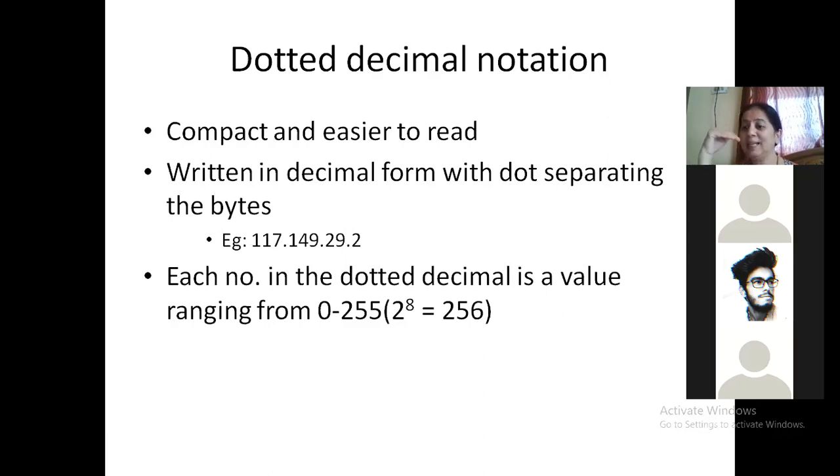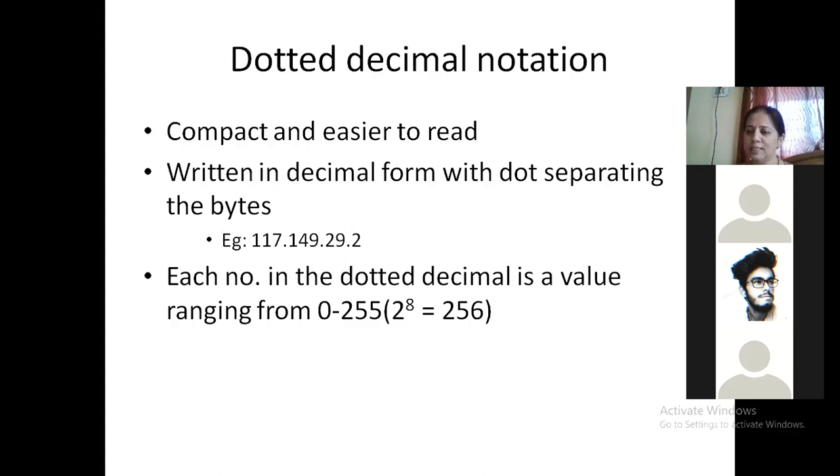You people are understanding there's a level, a top level, which gives the country name, next state name, next city name, then locality name, then the building name, then the flat number. There's a hierarchy, no? There are different levels. Like that, IP addresses also are hierarchical addresses. They make use of dotted decimal notation.